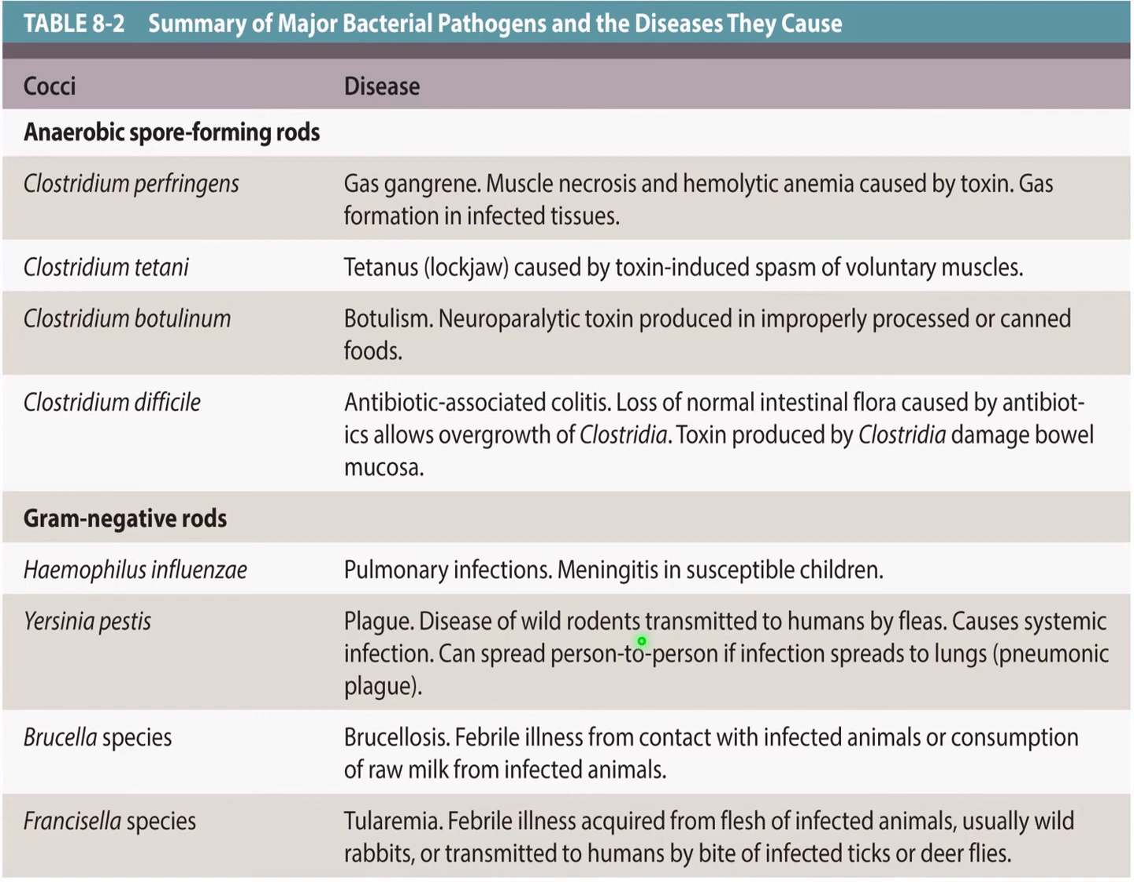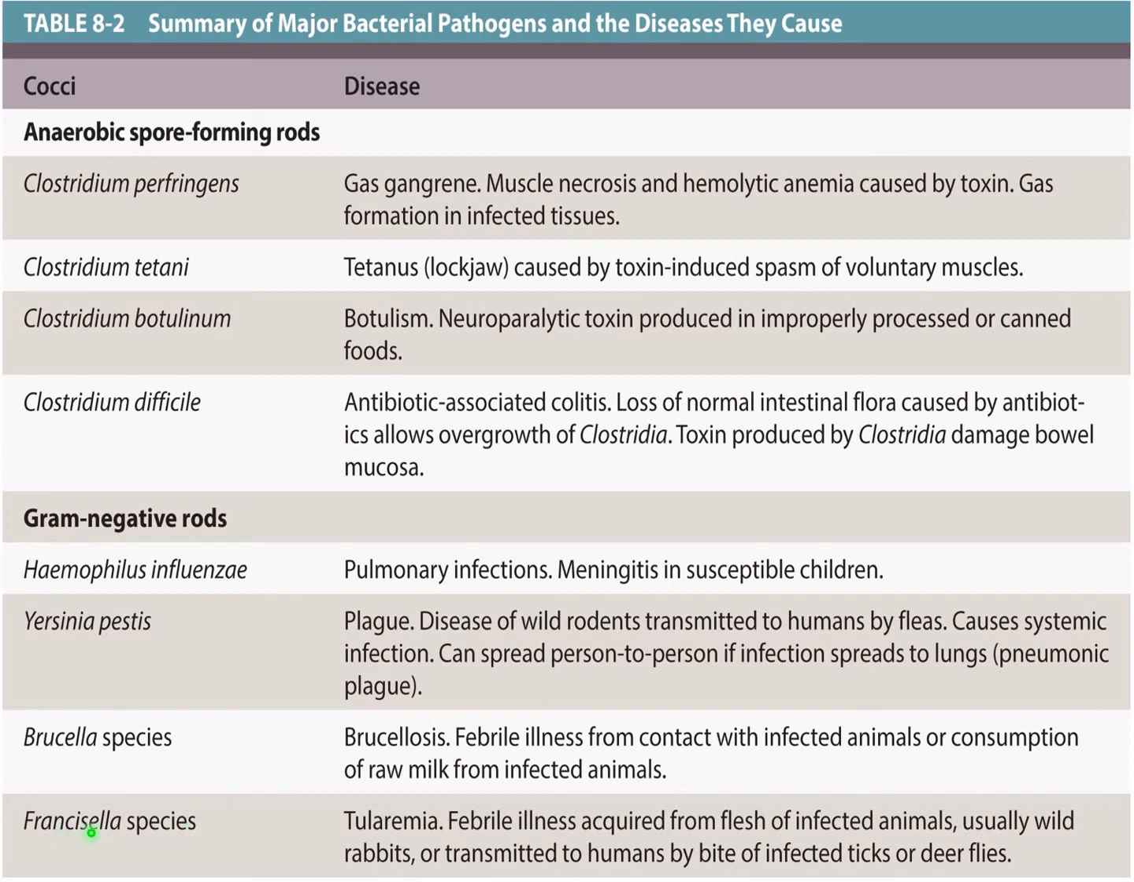The problem was when they killed the rats, the fleas jumped on the closest blood donor, which happened to be the human, and this actually then caused this disease to spread even more quickly. It can spread from person to person if the infection spreads to the lungs, which is a form called pneumonic plague. The Brucella species, of which there are several different types, causes brucellosis. This is a febrile illness that is usually from contact with infected animals or the consumption of raw milk or other raw products from infected animals.